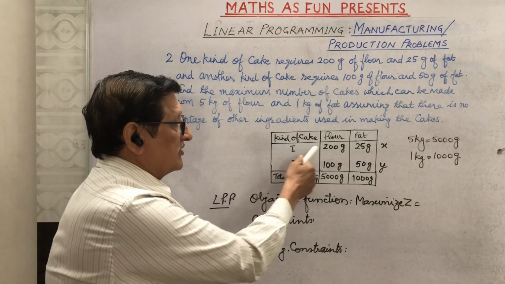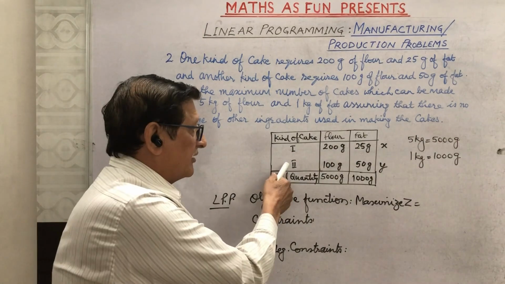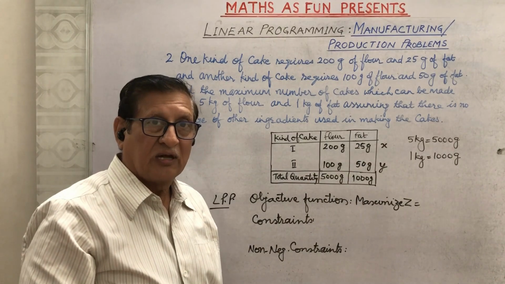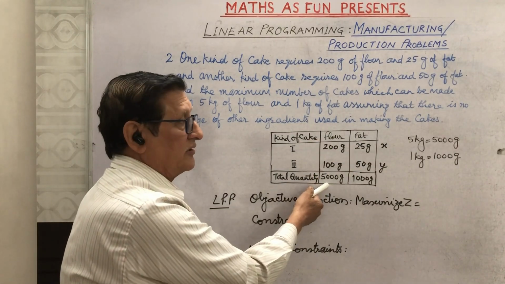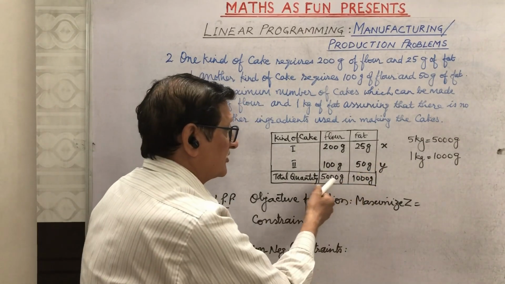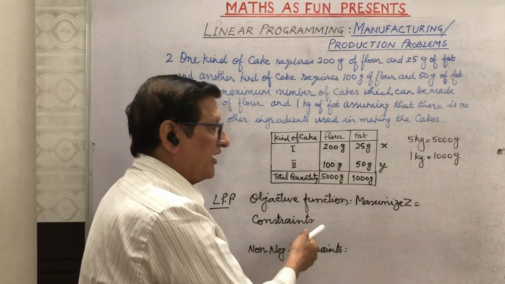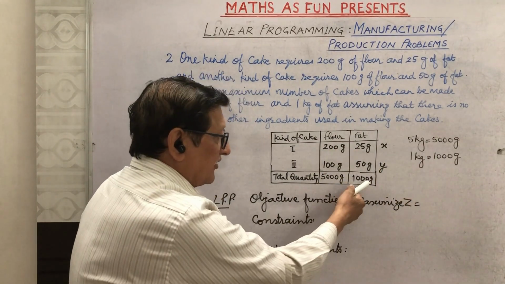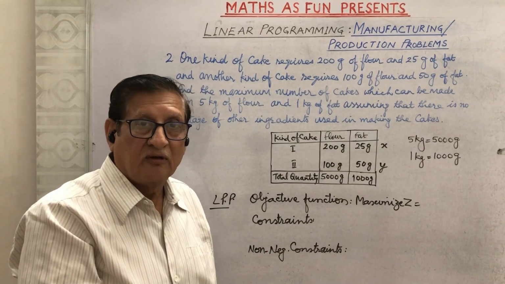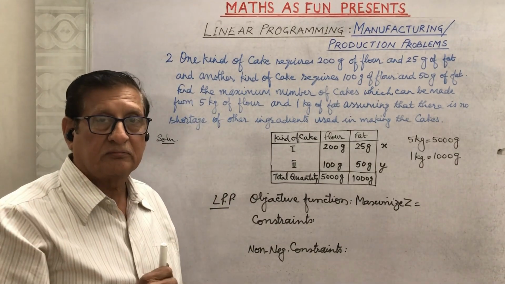The first kind requires 200 gram of flour and 25 gram of fat. Second kind requires 100 gram of flour and 50 gram of fat. And the total flour available is 5 kilogram. It means that is 5000 gram. Total quantity of fat is 1 kilogram, that is 1000 gram. What is to be found? We have to find the maximum number of cakes which can be made.